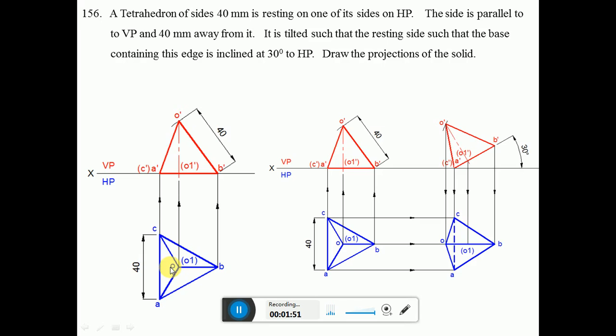So now how do we have to consider the initial position? It is resting on one of its sides on HP. The side which is resting on HP has to be perpendicular to VP. So we draw a triangle of 40 mm side.